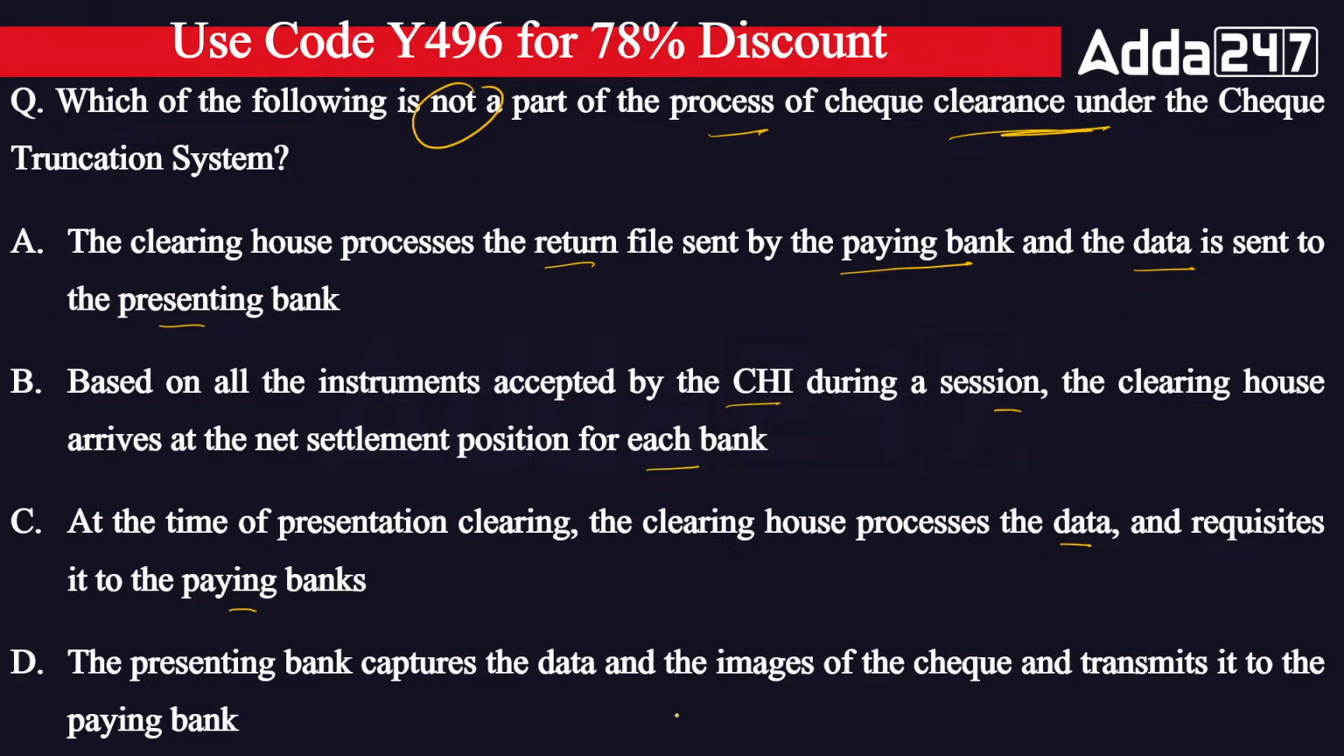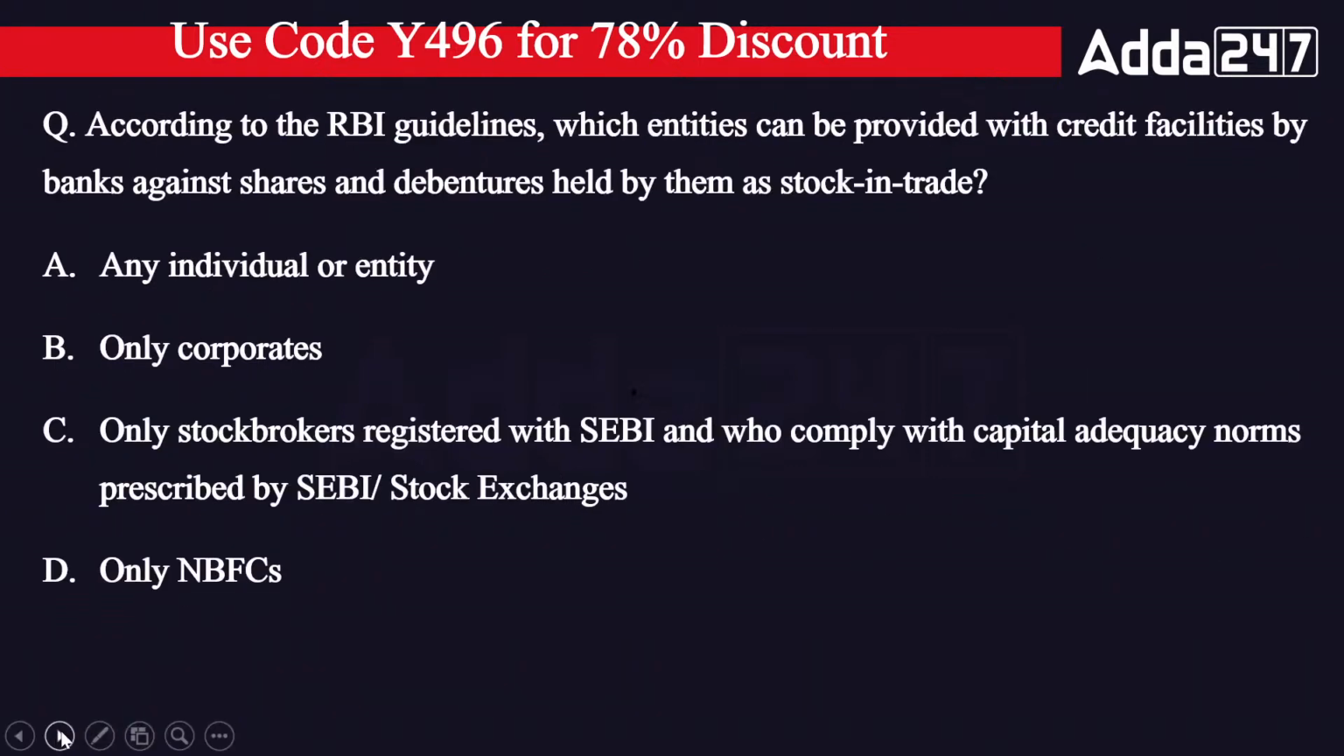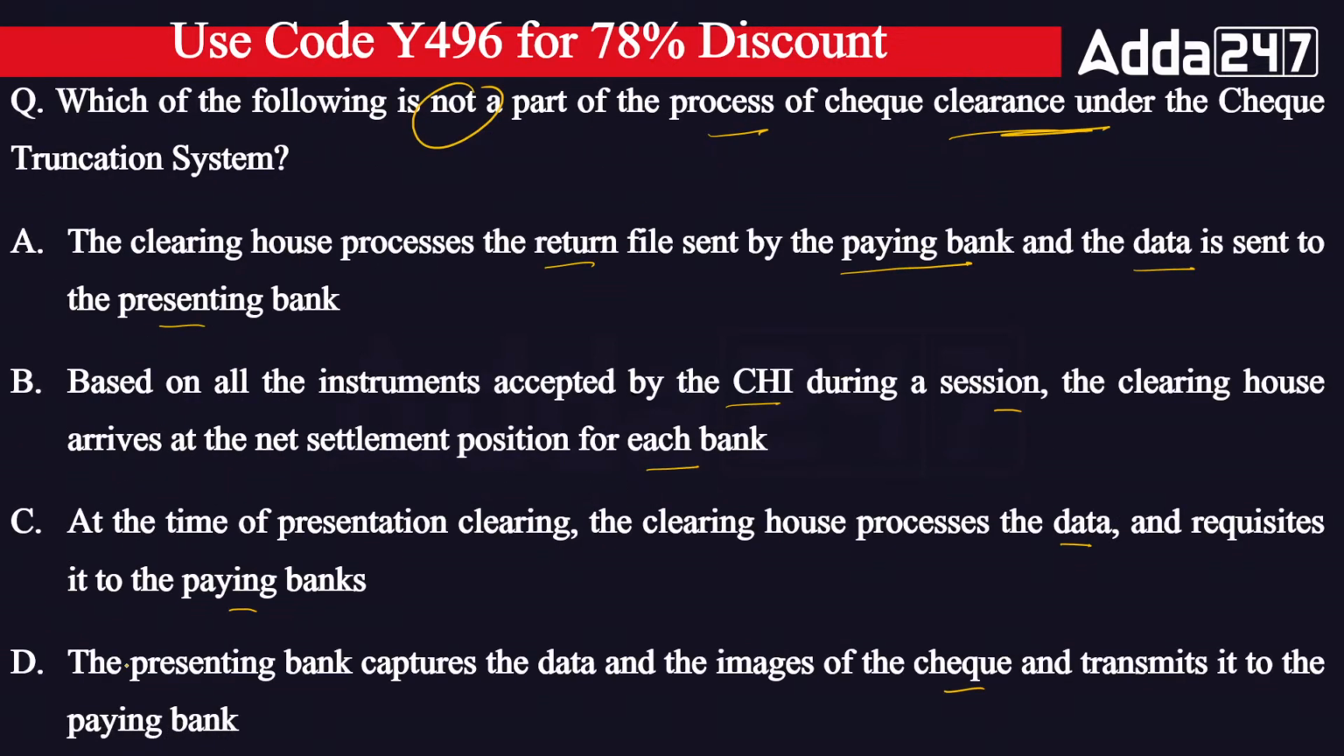Then we have the presenting bank captures the data and the images of the check and transmits it to the paying bank. So you have to answer which of the following is not a part of the process. These are the options A, B, C or D. Which of the following is correct? It means which of the following is not a part of the process of check clearance under the CTS, check truncation system.